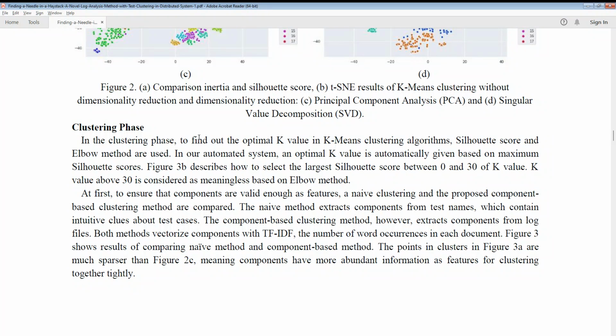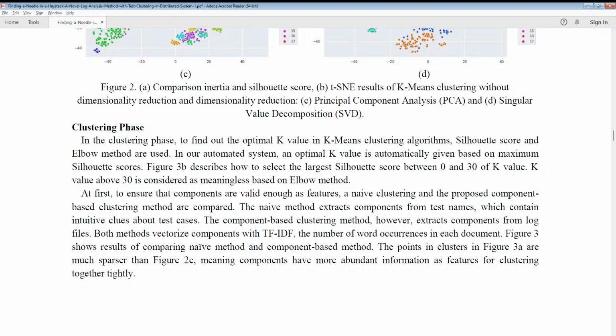At first, to ensure the components are valuable enough as features, a naive clustering and the proposed component-based clustering method are compared. The naive method extracts components from test names, which contain intuitive clues about test cases. The component-based clustering method, however, extracts components from log files. Both methods vectorize components with TF-IDF, based on the number of word occurrences in each document.